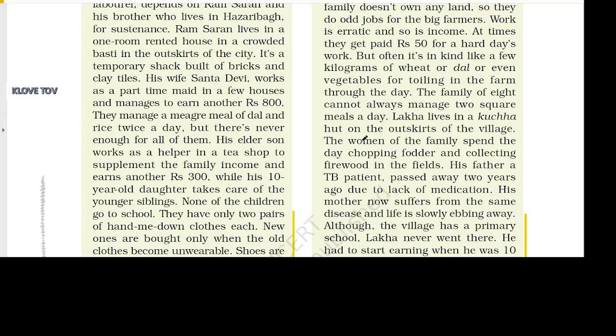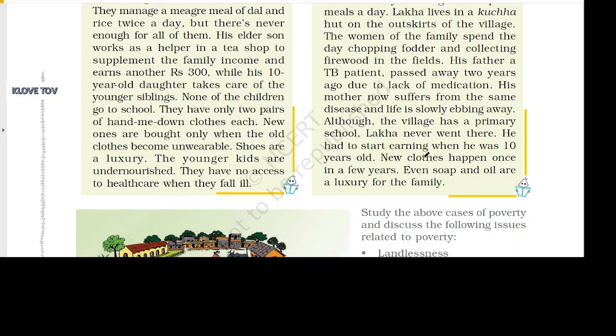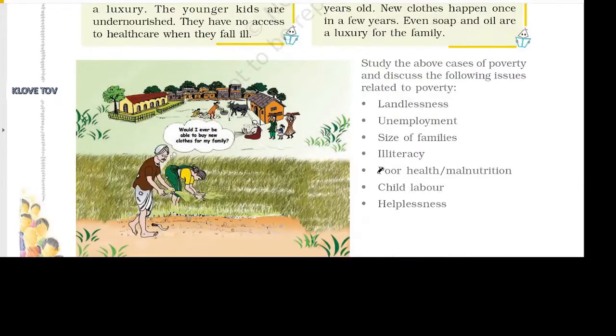Lakha lives in a kacha hut on the outskirts of the village. The women of the family spend the day chopping fodder and collecting firewood in the fields. His father, a TB patient, passed away 2 years ago due to lack of medication. His mother now suffers from the same disease and life is slowly ebbing away. Although the village has a primary school, Lakha never went there. He had to start earning when he was 10 years old. New clothes happen once in a few years. Even soap and oil are a luxury for the family.